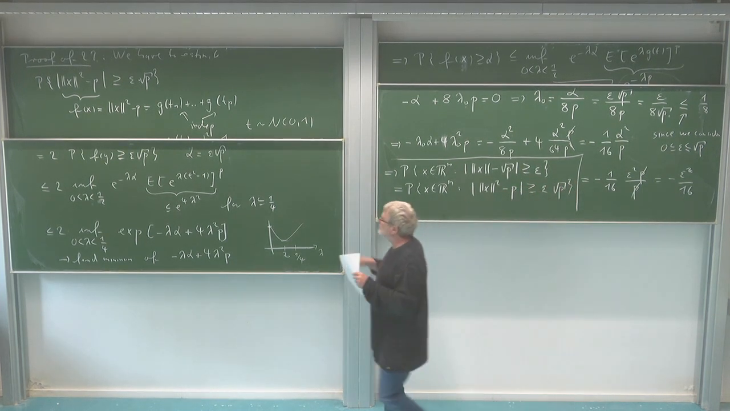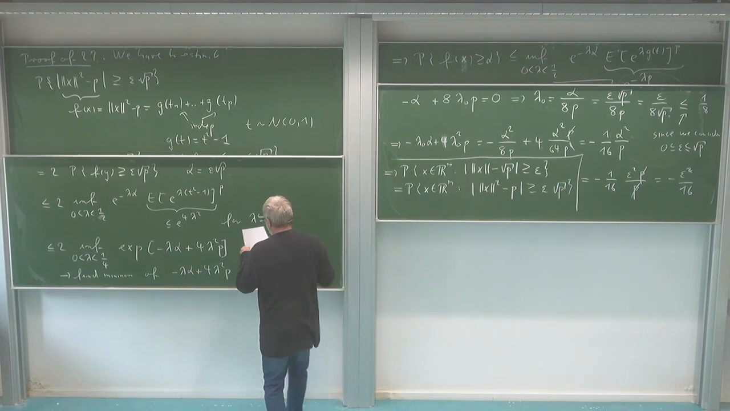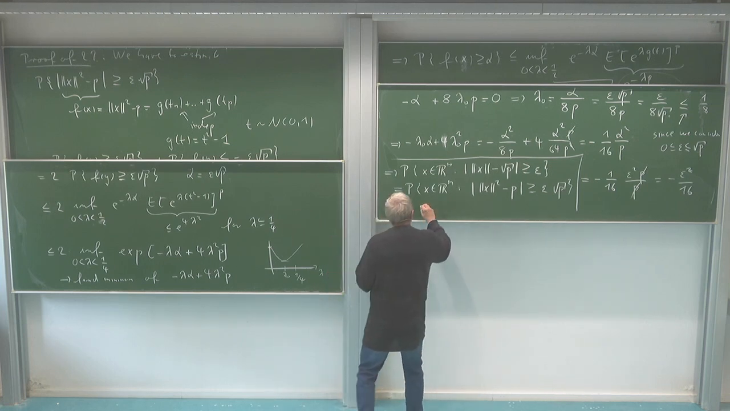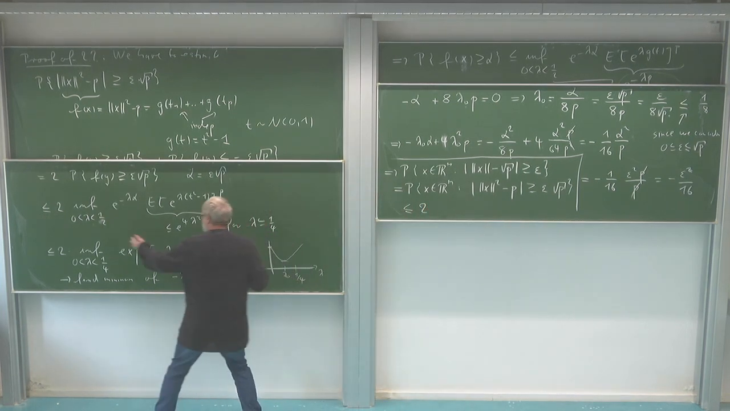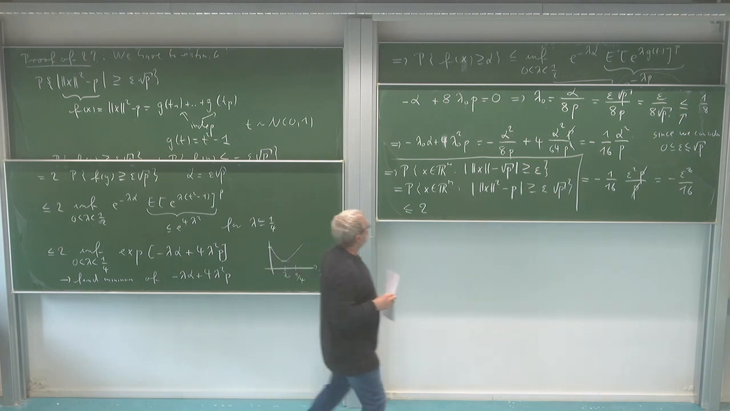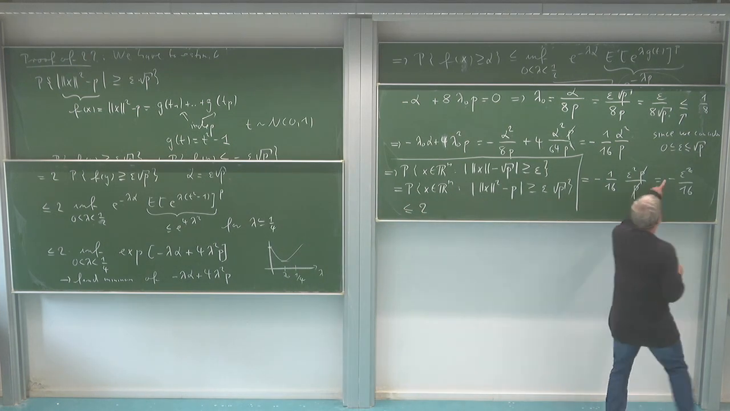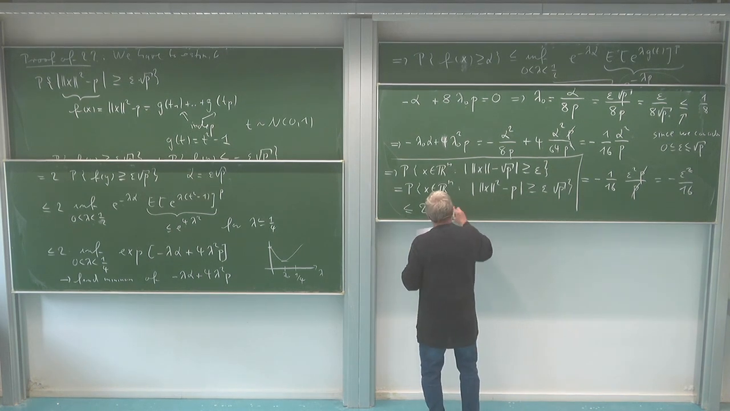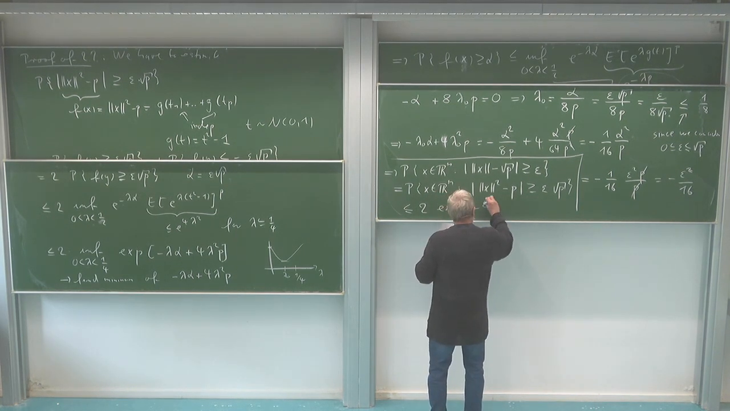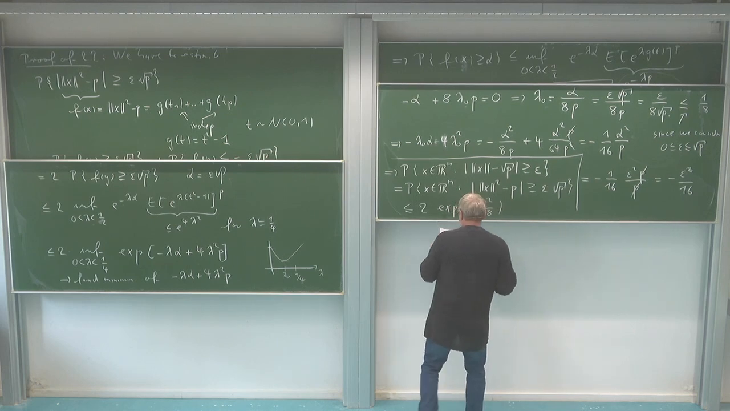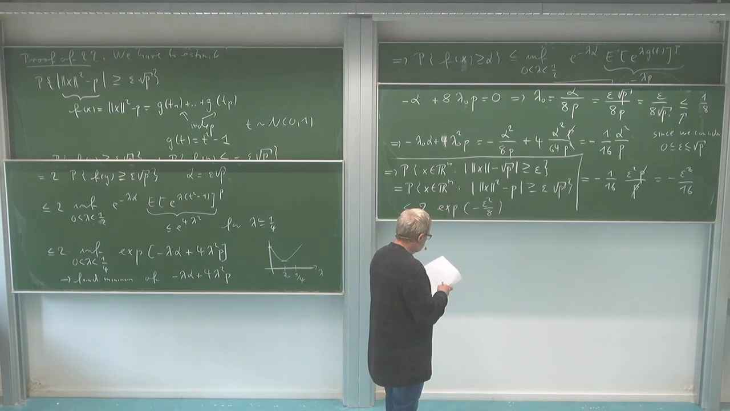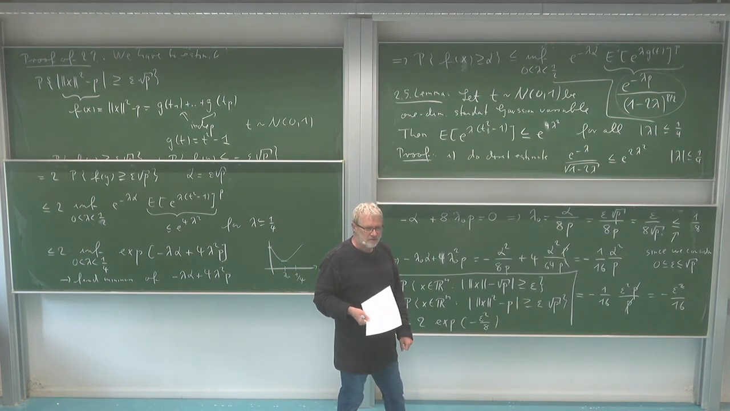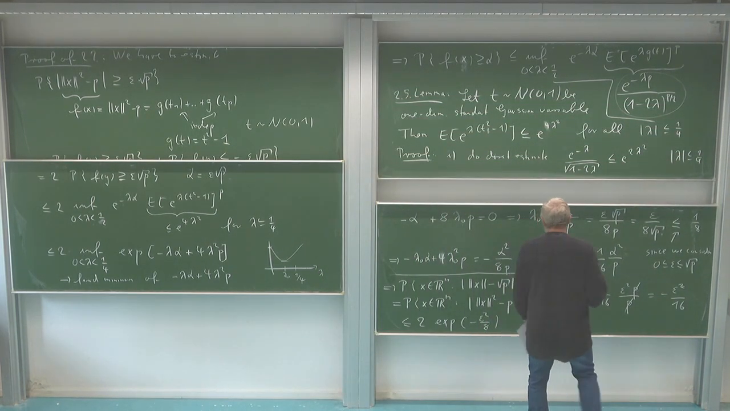And that's what we just estimated here, that this is less than, so we had this factor 2, and then we estimated this here. This is now less than e to the minus epsilon squared divided by 8. Okay, and that's the end of the proof. So I hope it's okay.